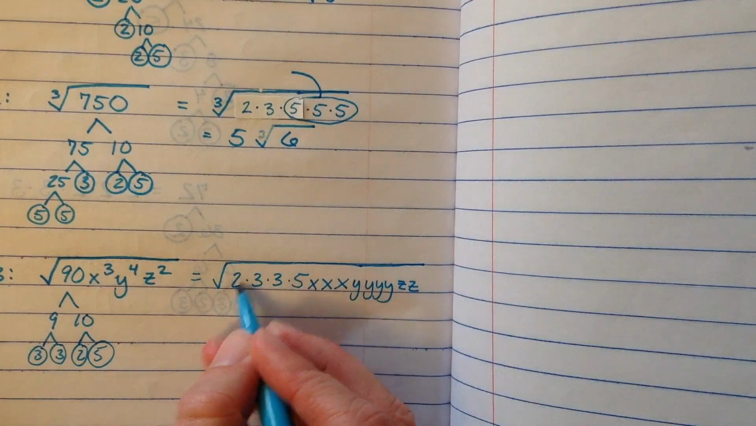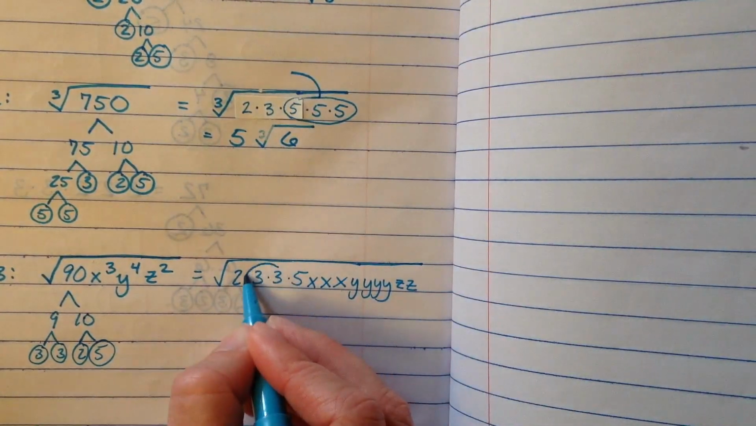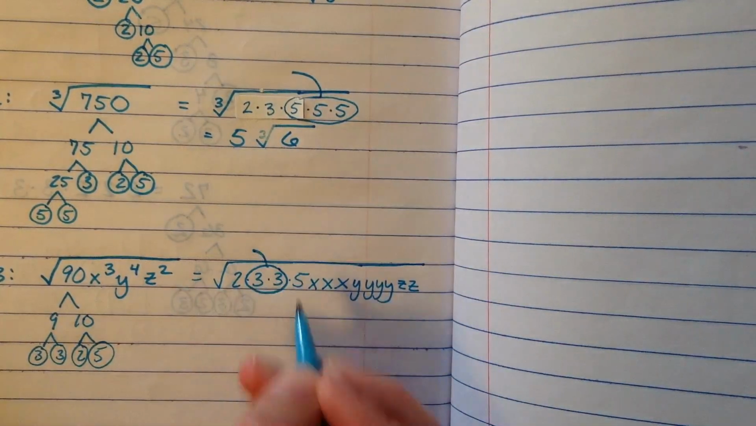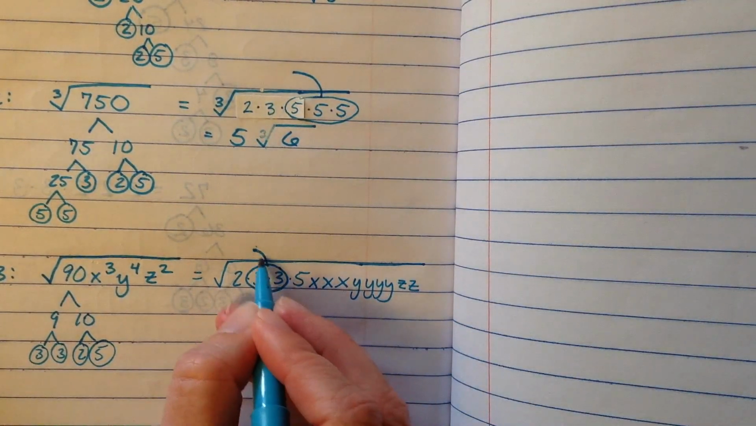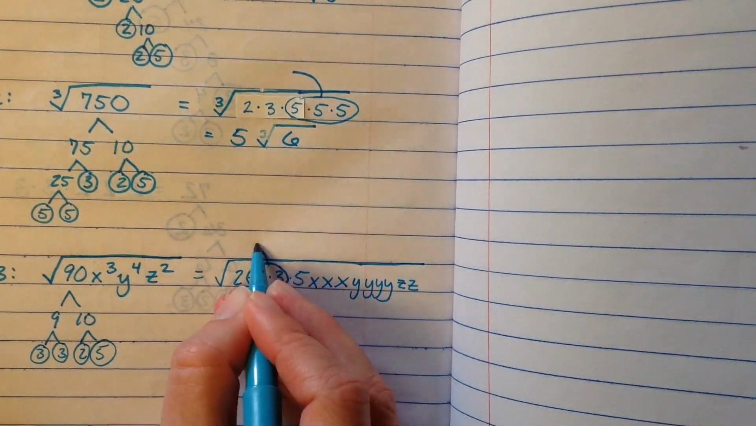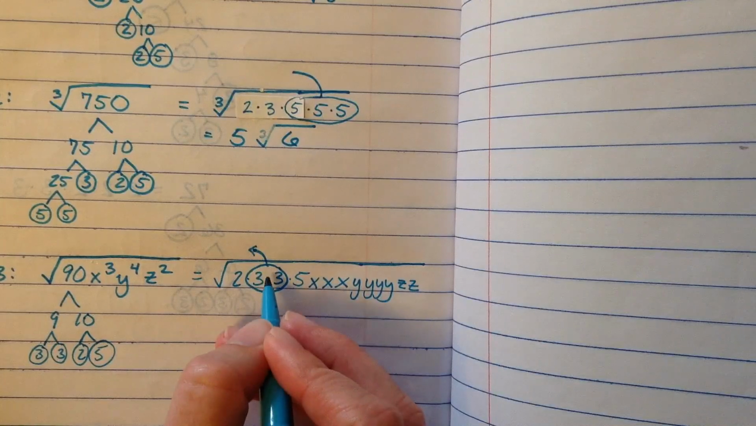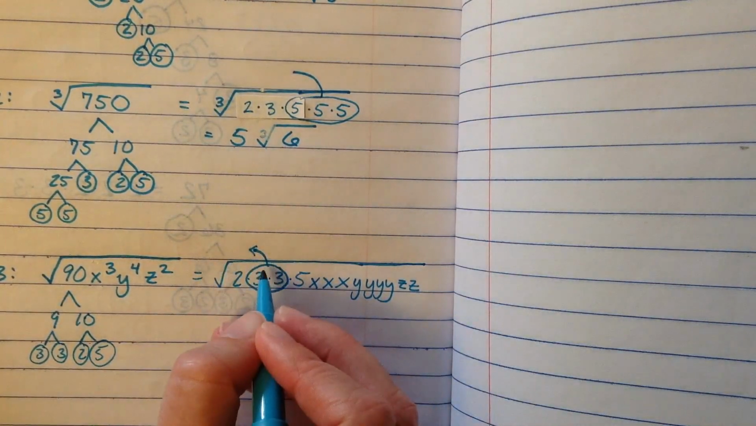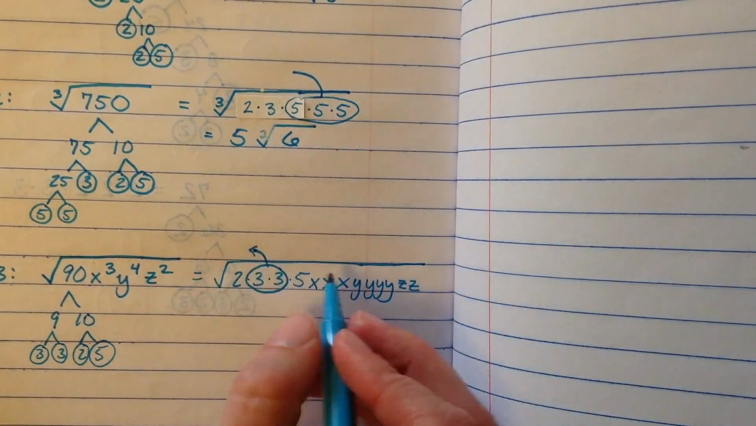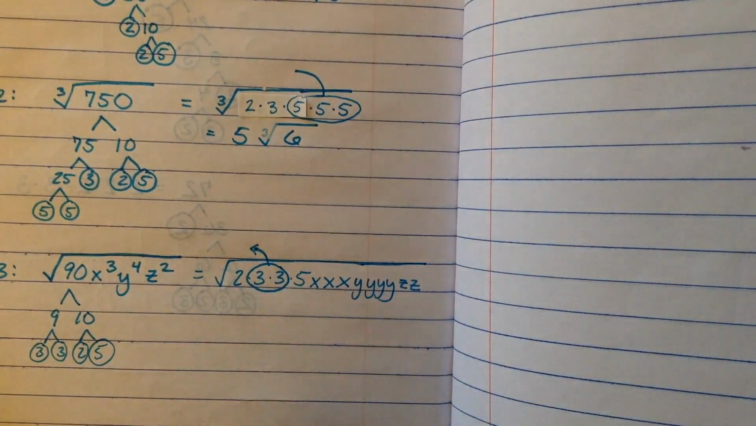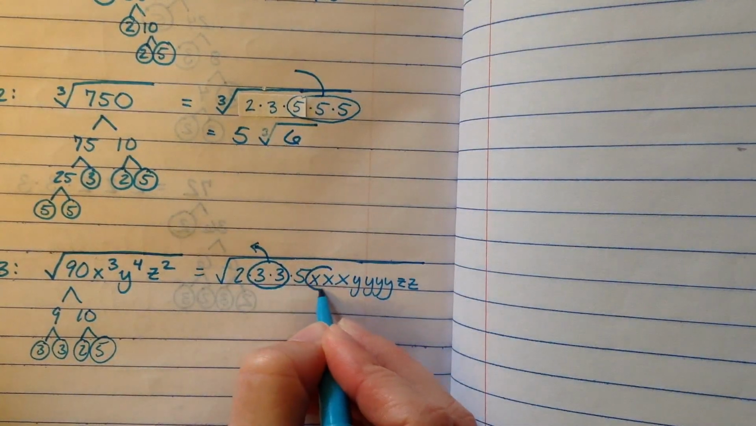So 2 is by itself, no group of 2s. There is a group of 3s to move out. And I didn't explain this earlier, but I like drawing this little line. You could even put a little arrow on the end of it, because what I'm doing is I'm moving it outside. That just reminds me that, hey, this needs to go out. 5 is by itself, so we can't circle it. There is, however, a group of x's.